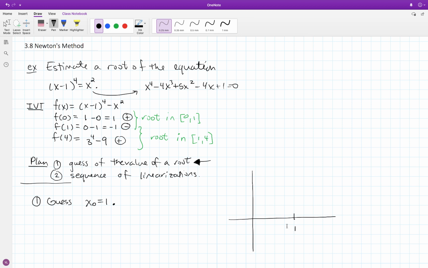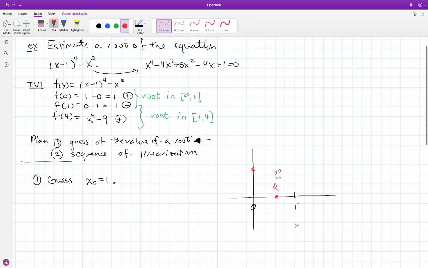Okay, so here's 1, here's 0. The mystery root is somewhere in between. And I know that it exists because the function goes from positive at 0 to negative at 1. So the function is doing its thing. I'm going to move to Desmos in a second so we can get a view of it, but it's not even entirely necessary right now. The function is doing its thing, and the linearization of the function at x equals 1 is doing its thing, right? So x0 equals 1.